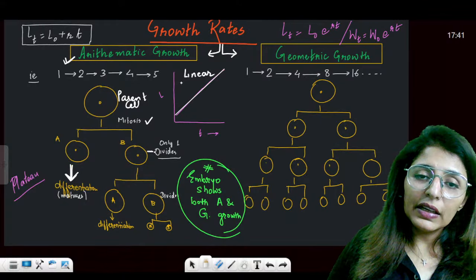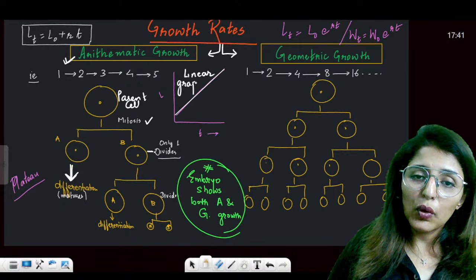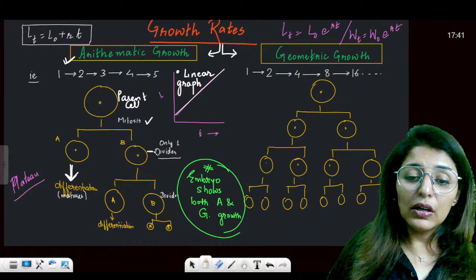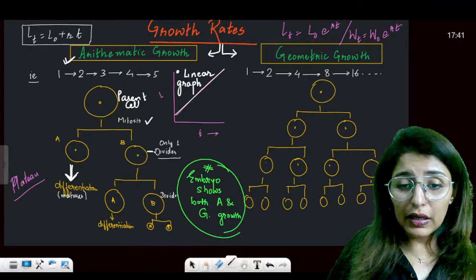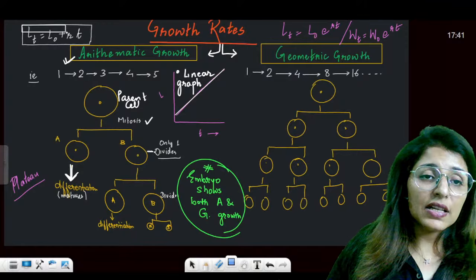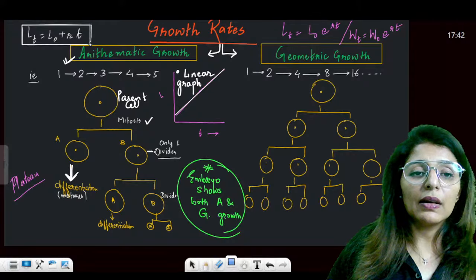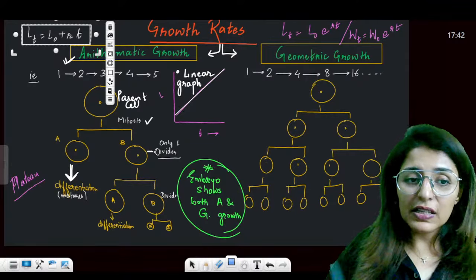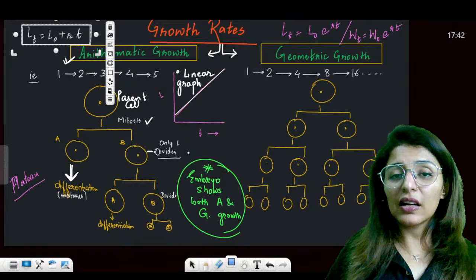So it is a linear graph. What is the shape of the graph here? Linear. Is this clear? And what is the equation for this? The equation is LT is equal to L naught plus RT. L naught is the original length. Are these points clear?